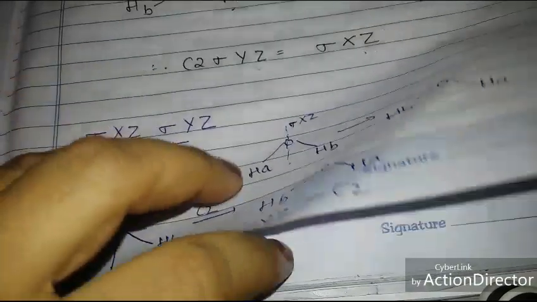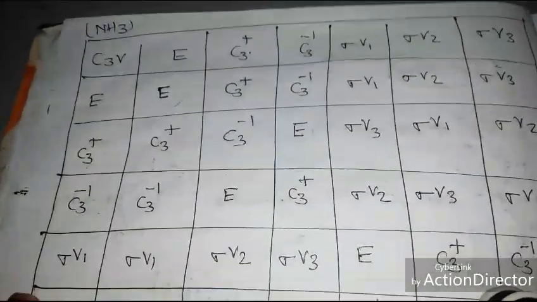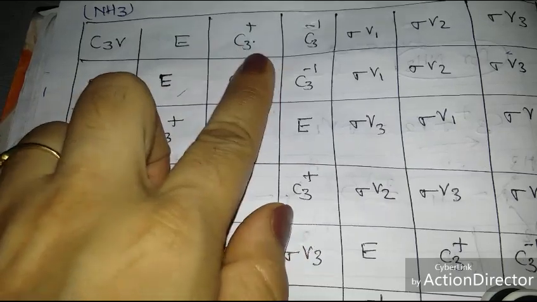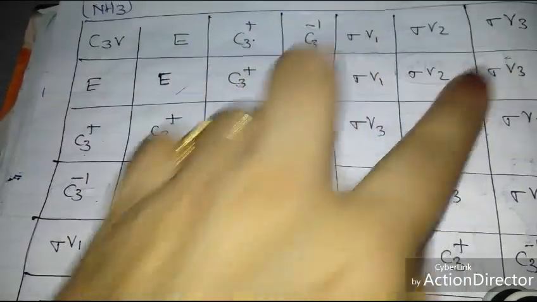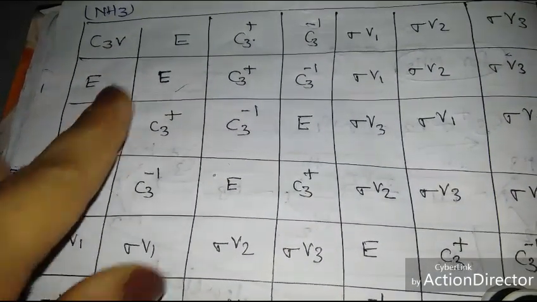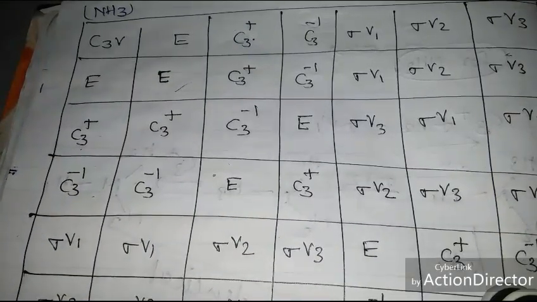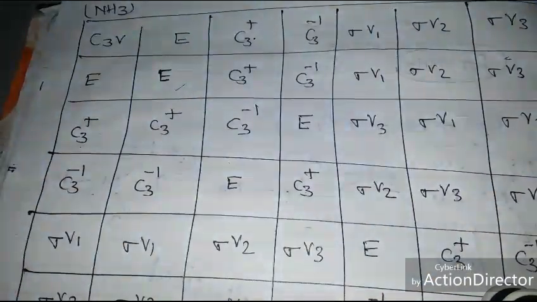Now let us come to the multiplication table for ammonia. That is, it is showing C3v. These are the elements E, C3 plus, C3 inverse, sigma v1, sigma v2, sigma v3. The same things will be written over here. Now with E you will be getting the same, because E is working as number 1 in the multiplication table, and this side also you will be getting the same.